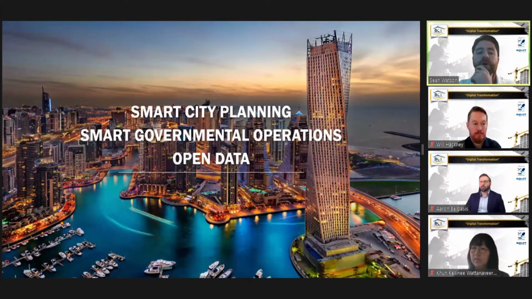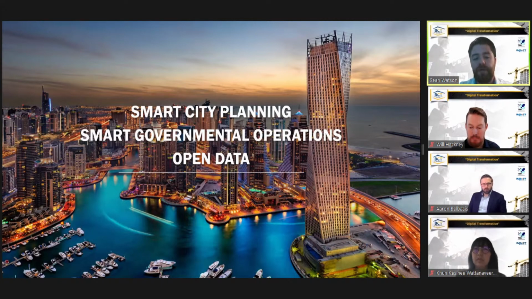So what are the drivers for a smart digital building permit? We're aiming towards smart city planning, which involves autonomous and automated checking process. We're looking to improve the government operations by making them more intelligent and to promote an open data for public information.